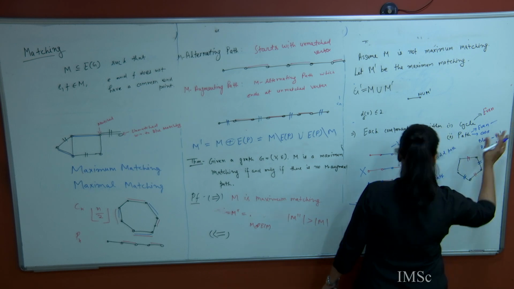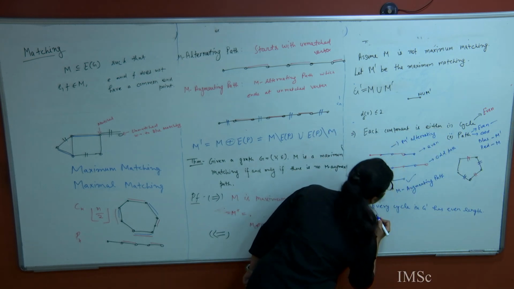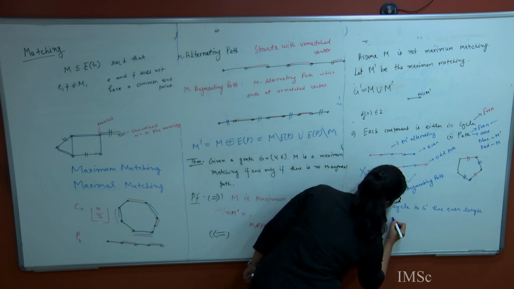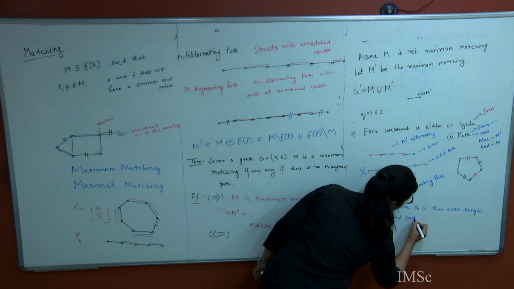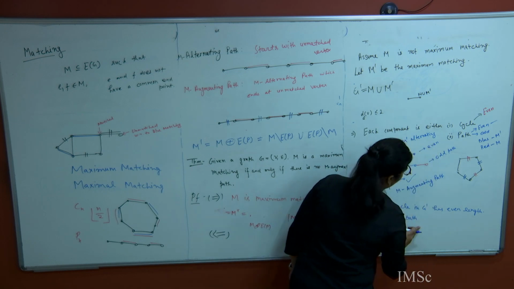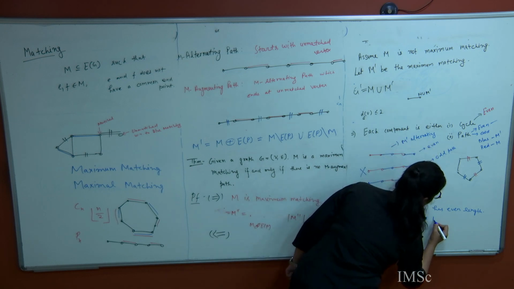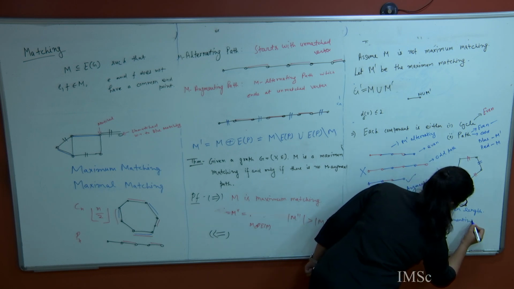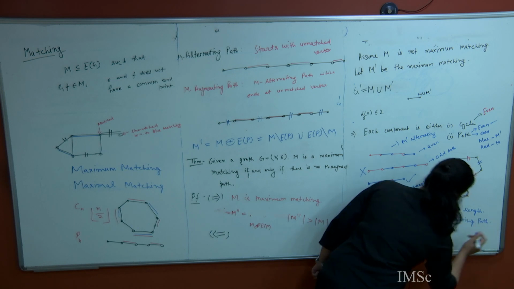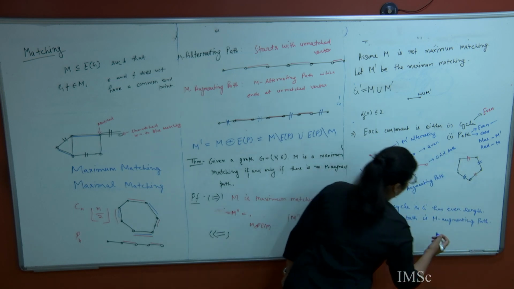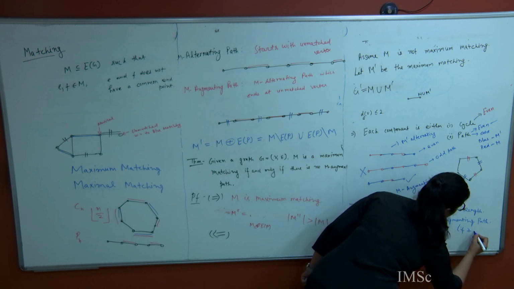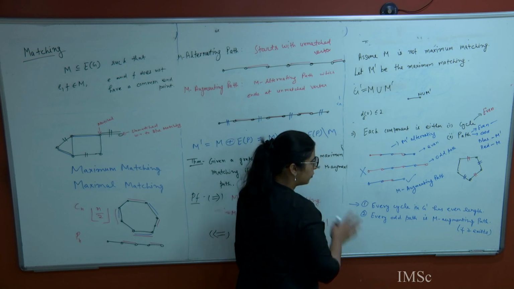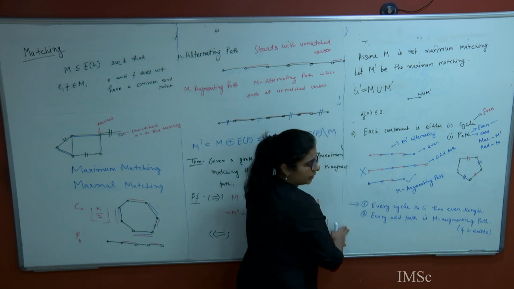For even paths, it doesn't help us, so we'll talk about odd paths. So every odd path, if there exists some odd path, every odd path is M augmenting. Every odd path is M augmenting if it exists. So now we only have to talk about its existence, why it exists.